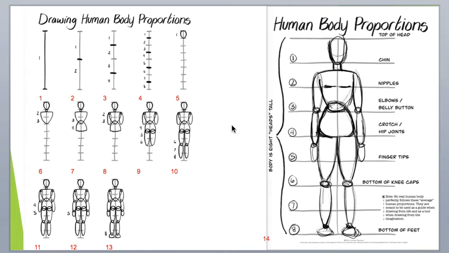Hi class. Last time you practiced drawing human body proportions. You did this, so you should be aware of where each body part should be when you're drawing a human body. Okay, so make sure you remember this. Something to remember.